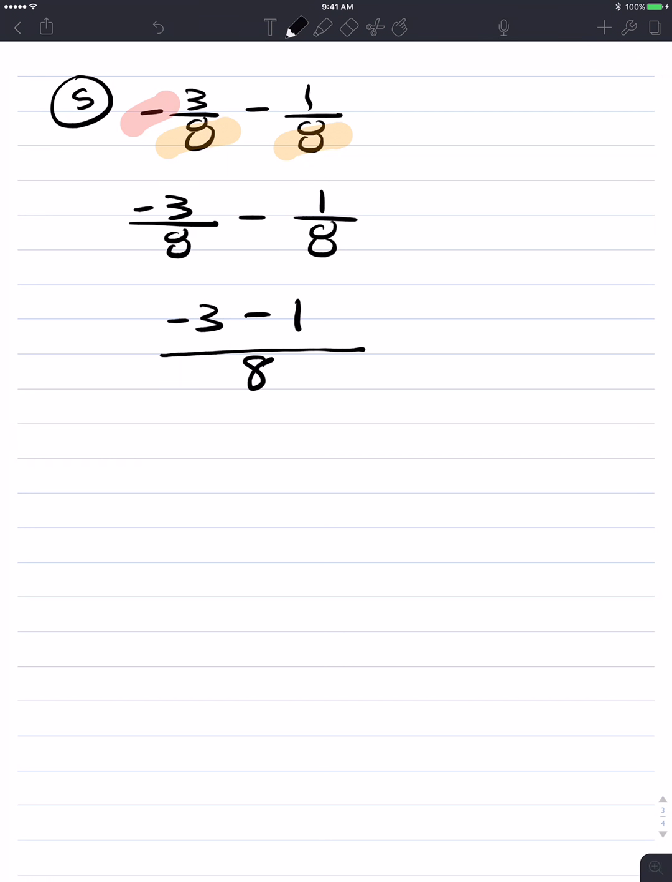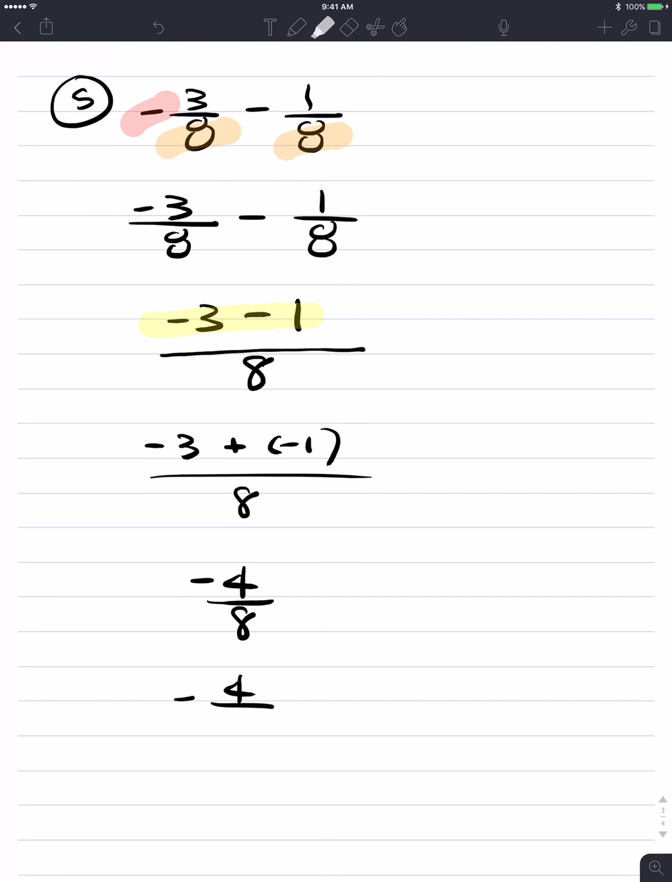I'm now going to take that negative 3 with the numerator and subtract it with 1. I perform my arithmetic in the numerator. Now be careful, because the arithmetic that we see here in our numerator is actually negative 3 plus a negative 1, because we can write subtraction as addition of a negative. And this is over 8. So now negative 3 plus 1 is negative 4. That's negative 4 over 8. I'm going to keep my subtraction sign here at the same level as my division sign.